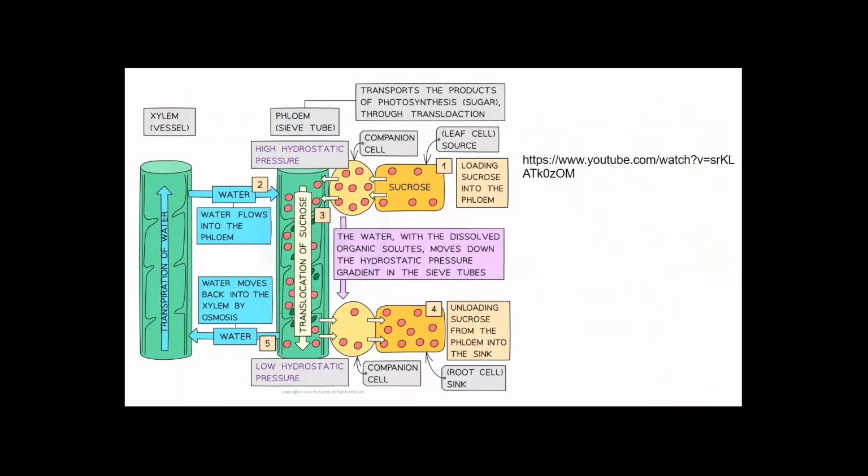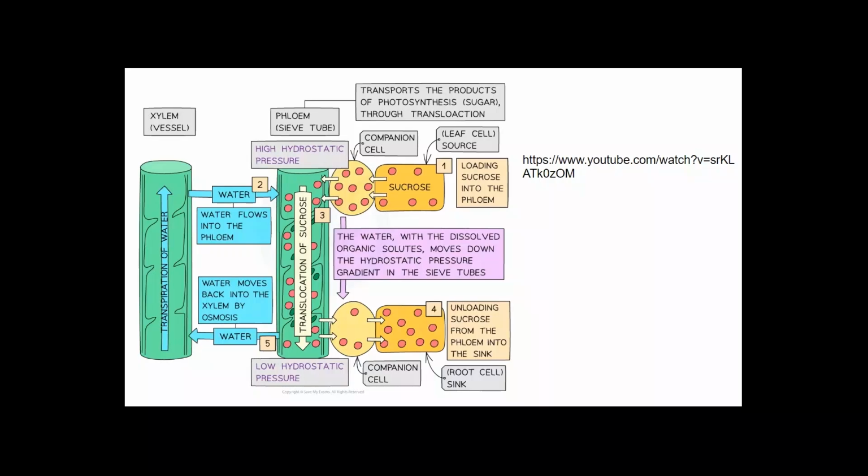We have a xylem vessel. The products of photosynthesis are transported through translocation, pumped into a sieve tube where you have a high hydrostatic pressure. And the companion cell also pumps sucrose into the sieve tube. You have a loading of sucrose, causing water to enter and therefore a high hydrostatic pressure. Notice water enters. Then the water and dissolved organic solutes move down the hydrostatic pressure gradient because there's low hydrostatic pressure here.